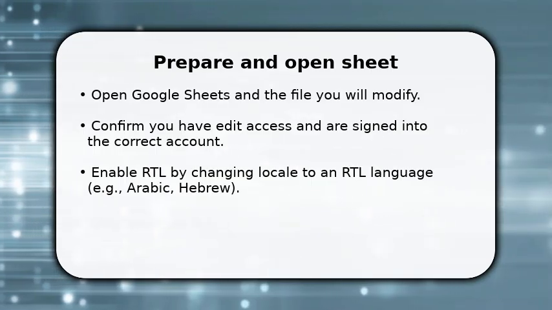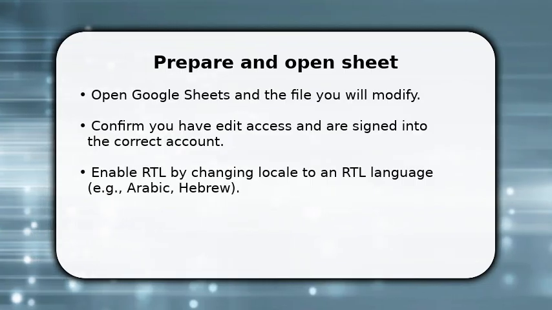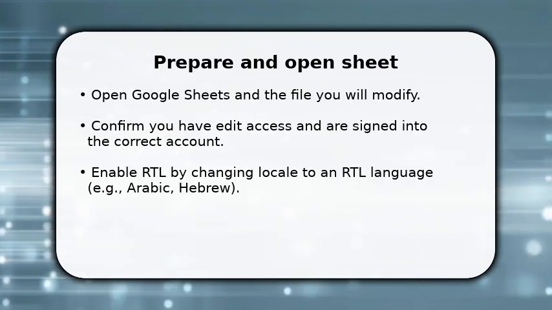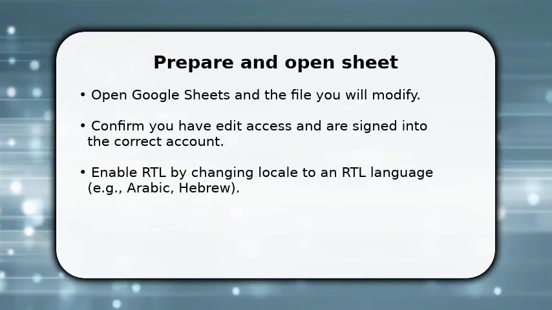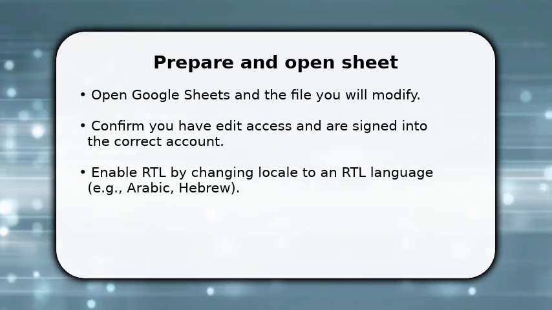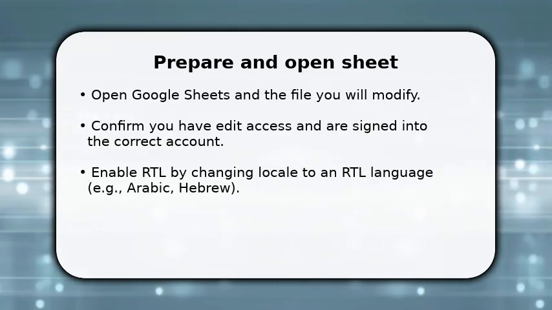Next, change the file locale to an RTL language. Click File, choose Settings, then Locale and pick Arabic or Hebrew. Once done, make sure to save settings and reload the sheet so Google Sheets can apply right-to-left defaults. This initial change triggers the layout options you need.